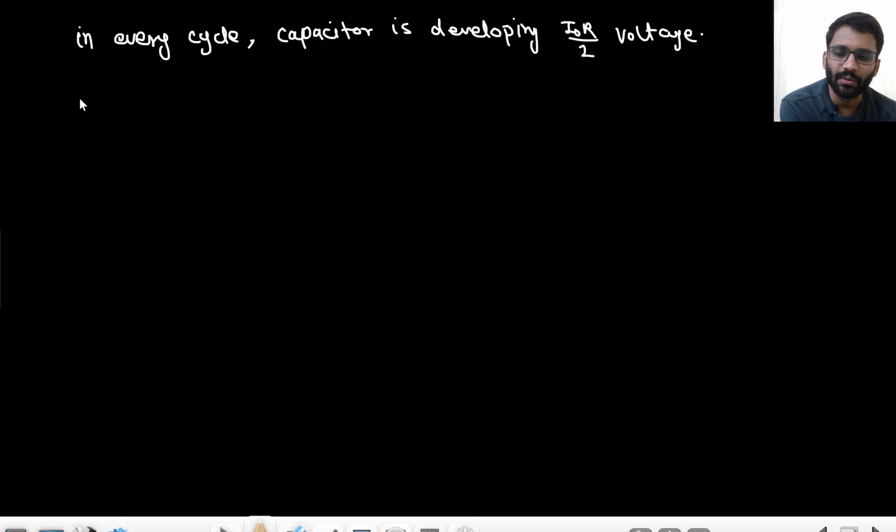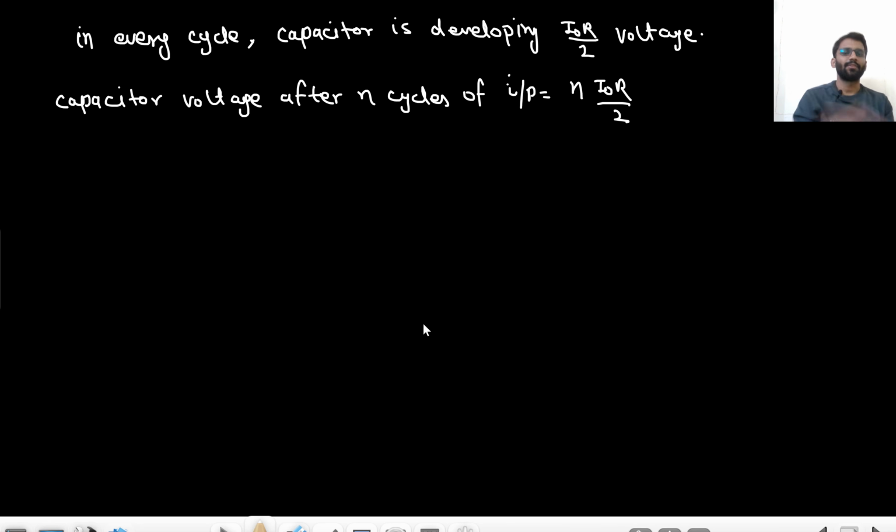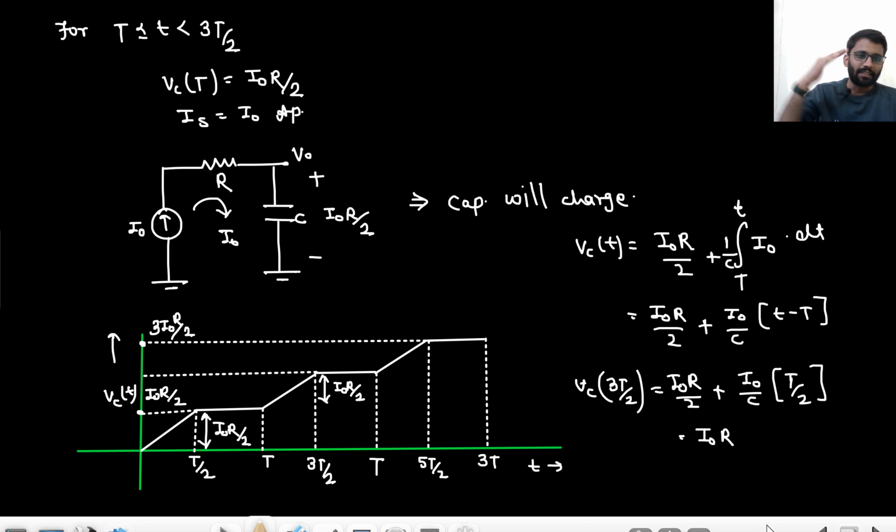Right? So the capacitor voltage after n cycles of input would be n I naught R by 2. So they can ask you what is the capacitor voltage after 10 cycles. Your answer would be 5 I naught R. Then they will give you some value of R and some value of C. So this kind of question they can ask for two marks, right? Charge constant, and linear charging is there.